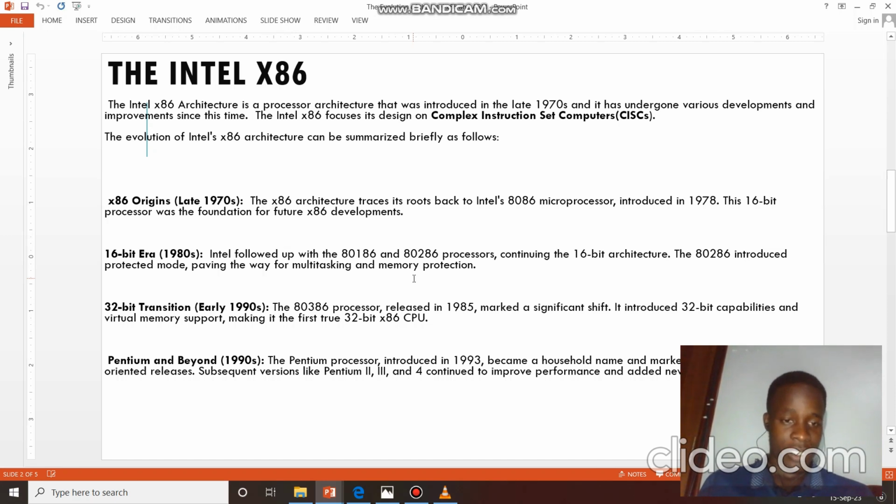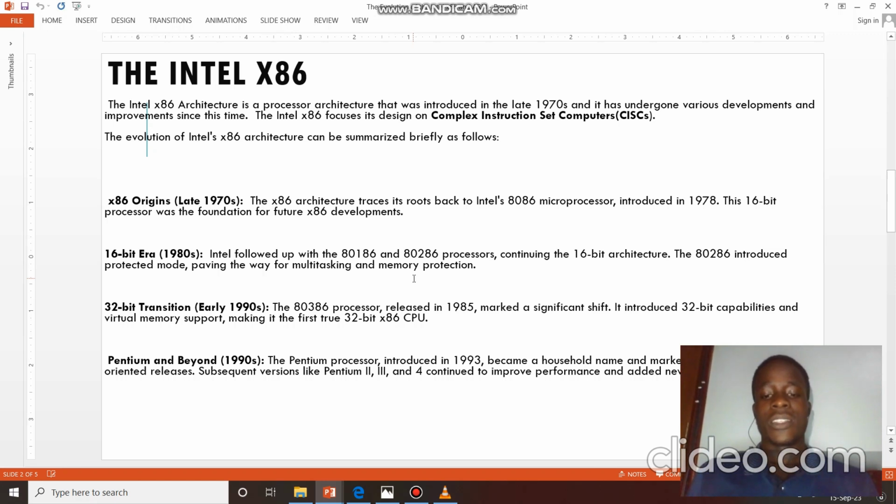32-bit transition, during the early 1990s. The 8386 processor, released in 1985, marked a significant shift. It introduced 32-bit capabilities and virtual memory support, making it the first 32-bit CPU. In the 1990s, there were the Pentium 1, Pentium 2, and Pentium 3, and the Pentium also improved the performance and added new instructions.